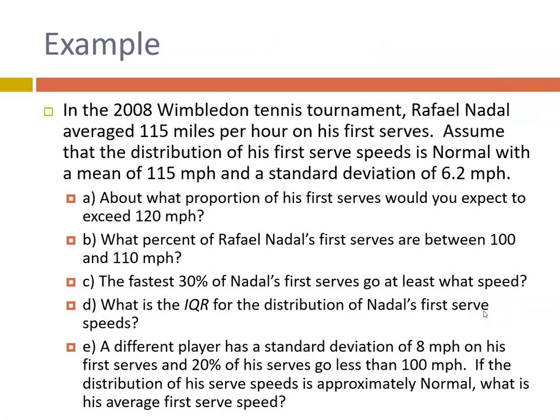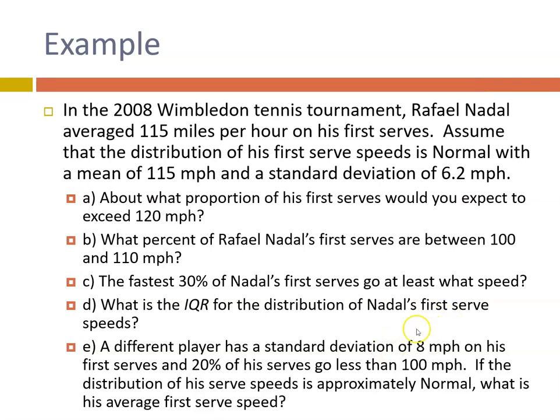We're going to go through an example here. It is pretty lengthy, so it might go into another video, but we'll see. In the 2008 Wimbledon tennis tournament, Rafael Nadal averaged 115 miles per hour on his first serves. Assuming that the distribution of his first serve speeds is normal, with a mean of 115 miles per hour and a standard deviation of 6.2 miles per hour.